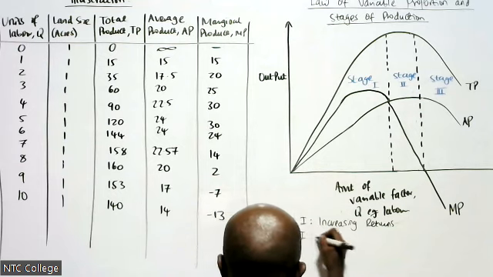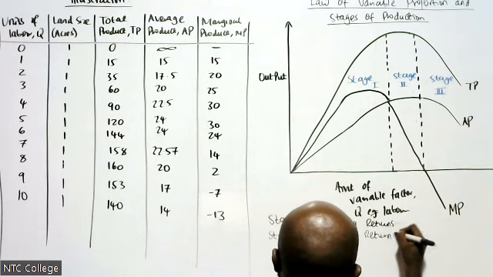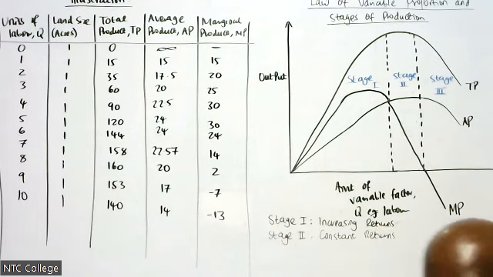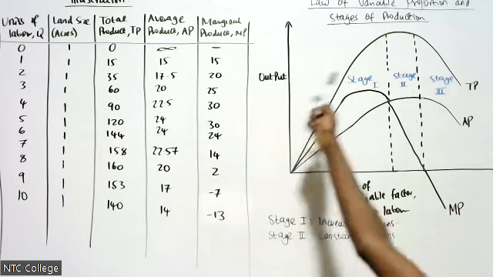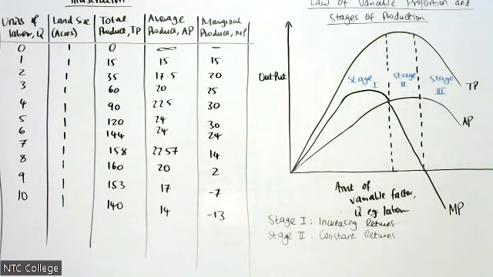Stage two is known as the stage of constant returns. I want to explain that next. Constant returns means that at this stage, total product is at maximum. At this stage, TP is at maximum. You can see it here. That is stage two.